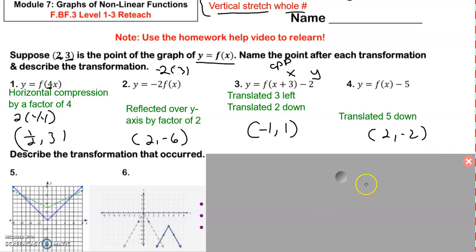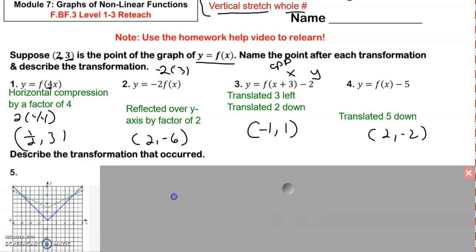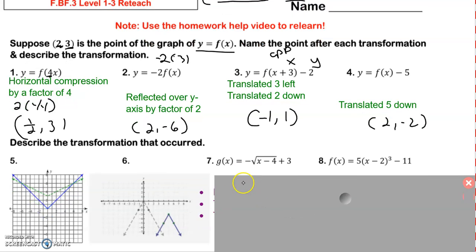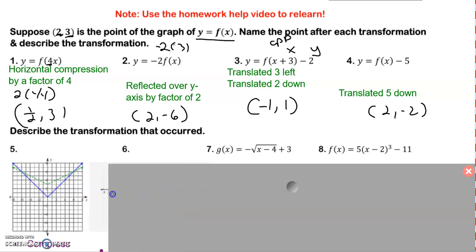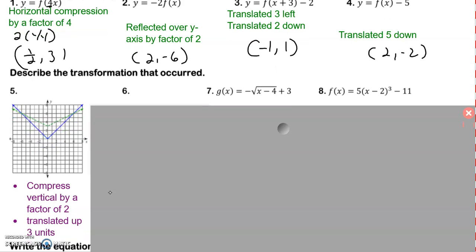So let's take a look at the next couple. We're going to describe these. If I take a look here, I am going to describe this one. I'm just going to move it down. I think it's just easier if we do it this way. So I see this blue one, and I'm going to move it up. So I'm compressing it vertically by a factor of 2, so it's getting wider, and translating 3 units up. So I went up 3 spots.